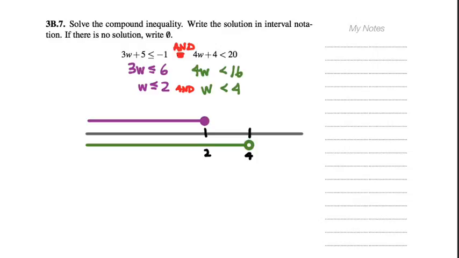And our job now is to AND these two sets together, and we're looking only for overlaps. So where do these two sets overlap? But they don't overlap between 2 and 4. Because between 2 and 4, those points belong to the green set, but not the purple set.